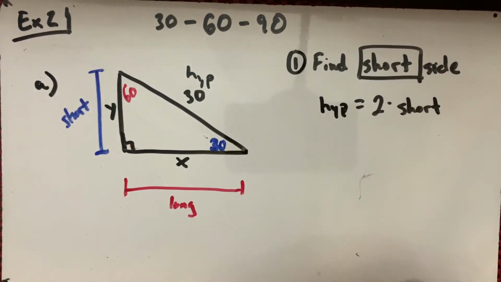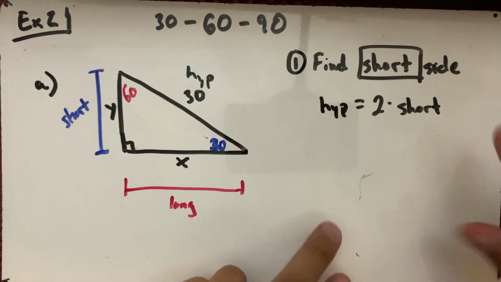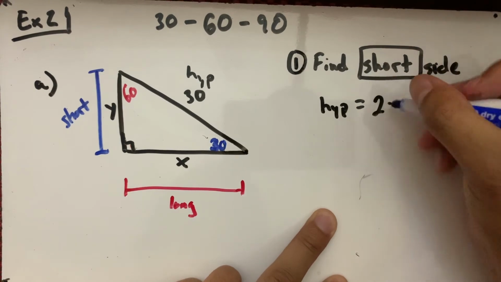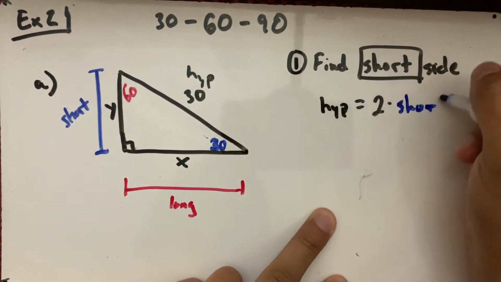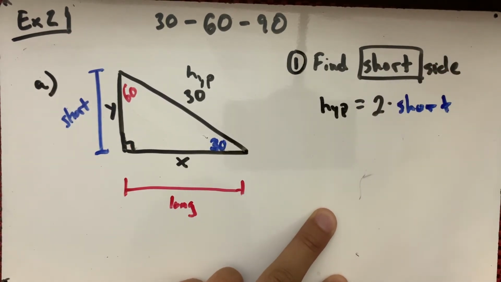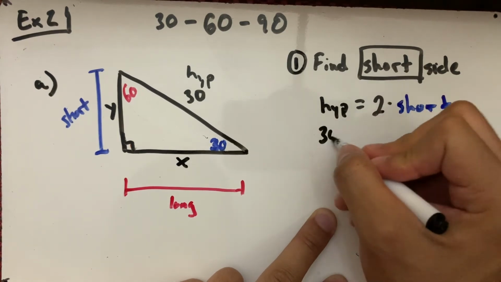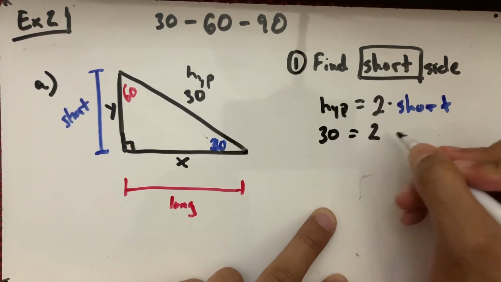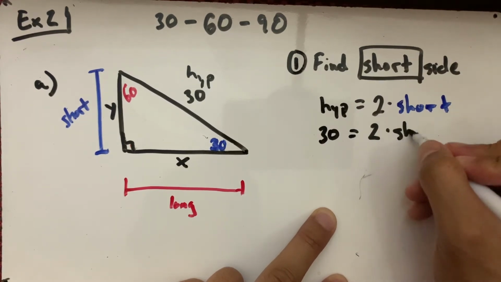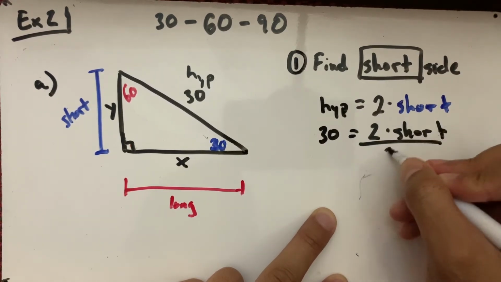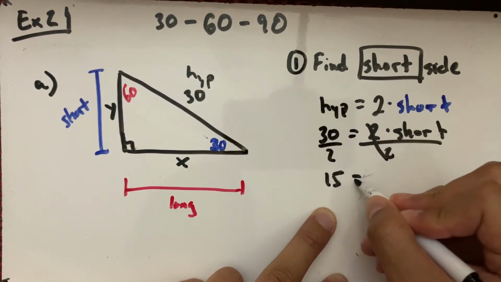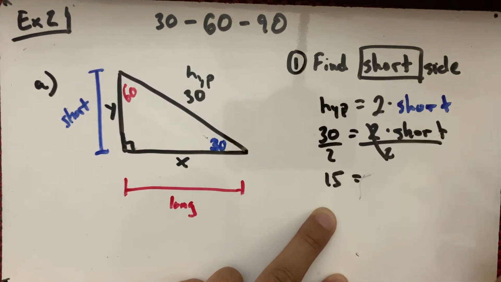All right. And actually, I'll make this blue. All right. So 2 times the short side. And we know the hypotenuse is 30. So the short side has to be what? So 30 equals 2 times the short. I'm just going to use the short. Divided by 2, 15, right? Equals the short side.